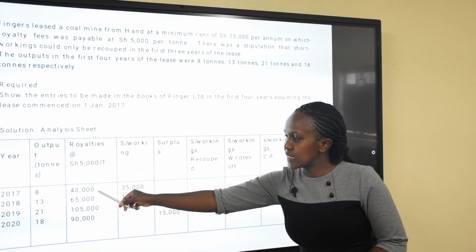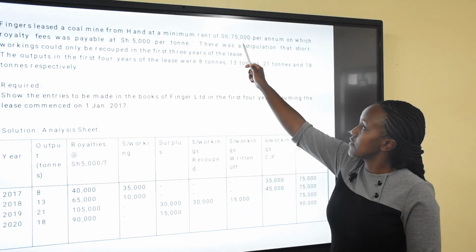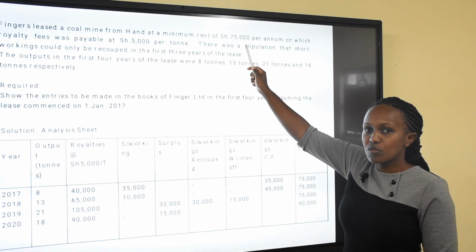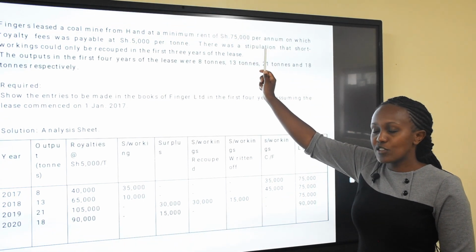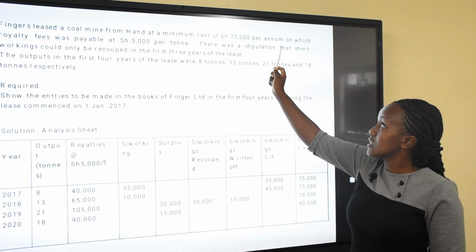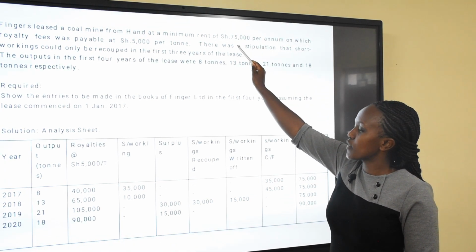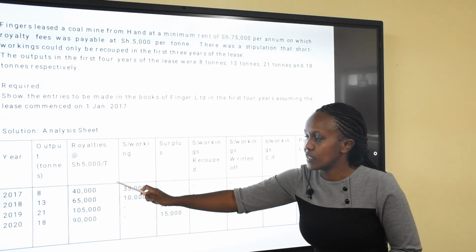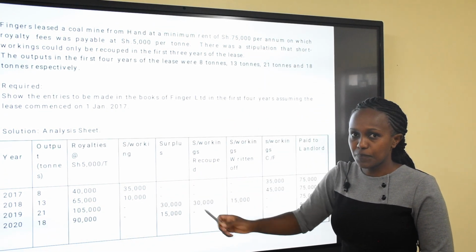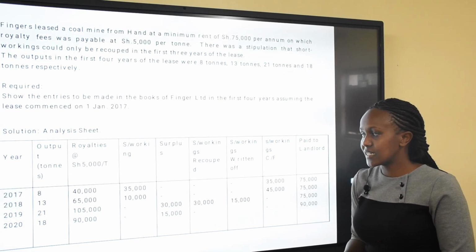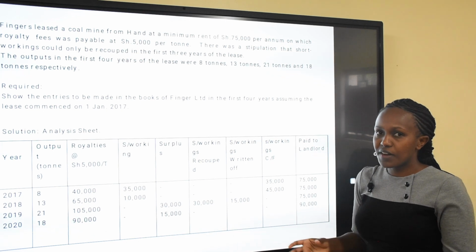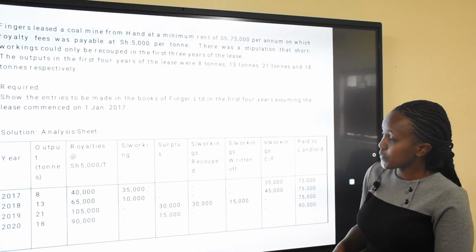Now, going back to the first year, 40,000 is less than 75,000, which means we were not able to meet the minimum rent. So in that year, there was a short working. The short working is the difference between 75,000 and 40,000. Therefore, the short working is 35,000. That is the amount of money that the tenant had to get from his own pocket to cover the short working or the deficit.